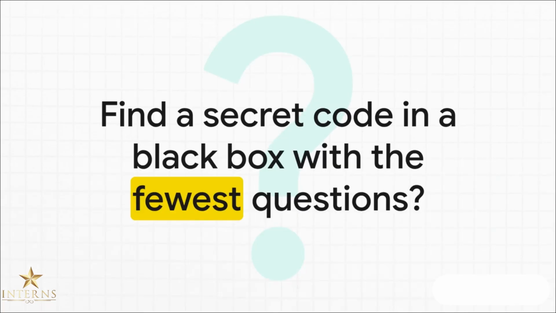So, picture this. You've got a mysterious black box. You can feed it a string of ones and zeros, and it spits back a single answer, a 1 or a 0. That's it. Now, inside this box, there's a secret binary code. Your job is to figure out that entire secret code. But here's the catch. You have to do it by asking the fewest questions possible.